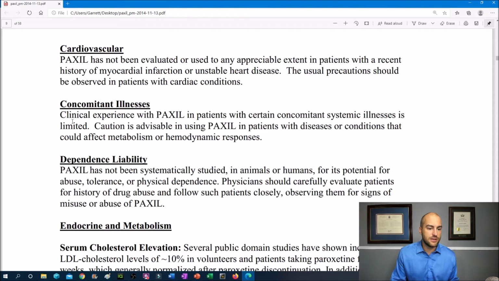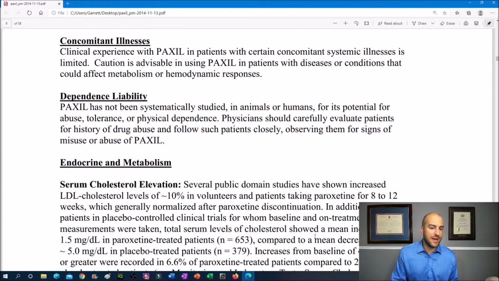Concomitant illness. Clinical experience with Paxil in patients with certain concomitant systemic illnesses is limited. Caution is advisable in using Paxil in patients with disease or conditions that could affect metabolism or hemodynamic response. Dependence liability. Paxil has not been systematically studied in animals or humans for its potential for abuse, tolerance, or physical dependence. Physicians should carefully evaluate patients for the history of drug abuse and follow such patients closely, observing them for signs of misuse or abuse of Paxil.